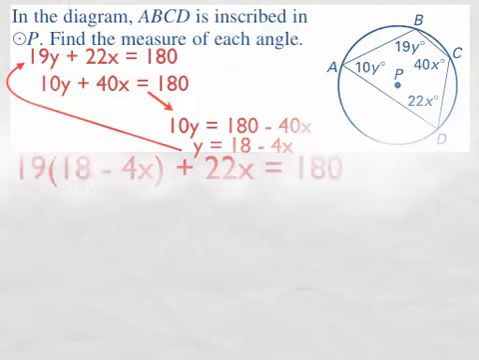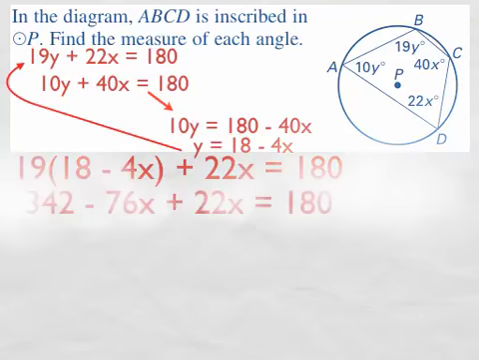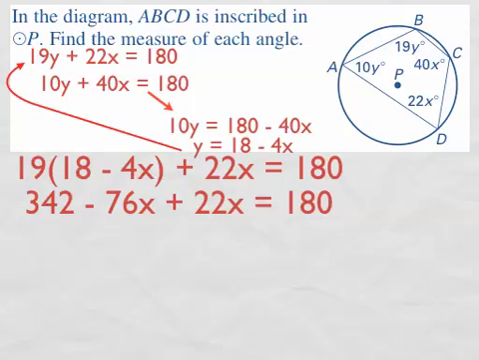When I do that, I'm going to have 19, and I substitute in 18 minus 4x for y, so 19 times 18 minus 4x plus 22x equals 180. Distribute your 19, and you get 342 minus 76x plus 22x equals 180. I'm going to combine my like terms and subtract 342 from both sides, and I get negative 54x equals negative 162. Divide both sides by negative 54 and you get x equals 3.